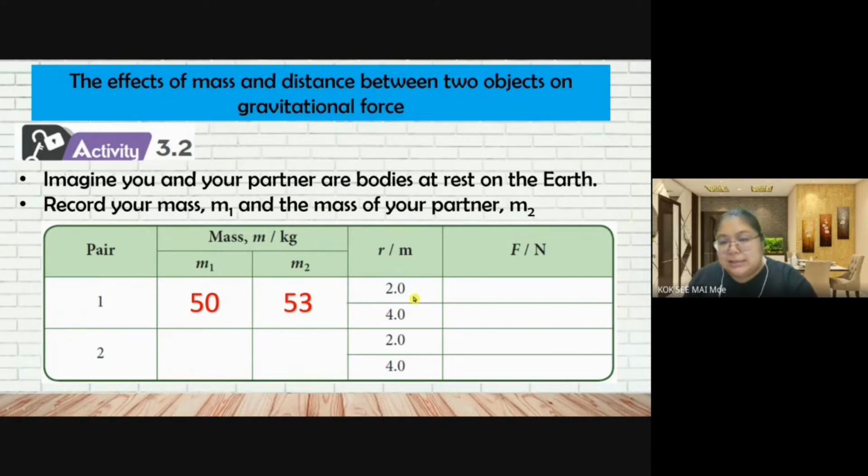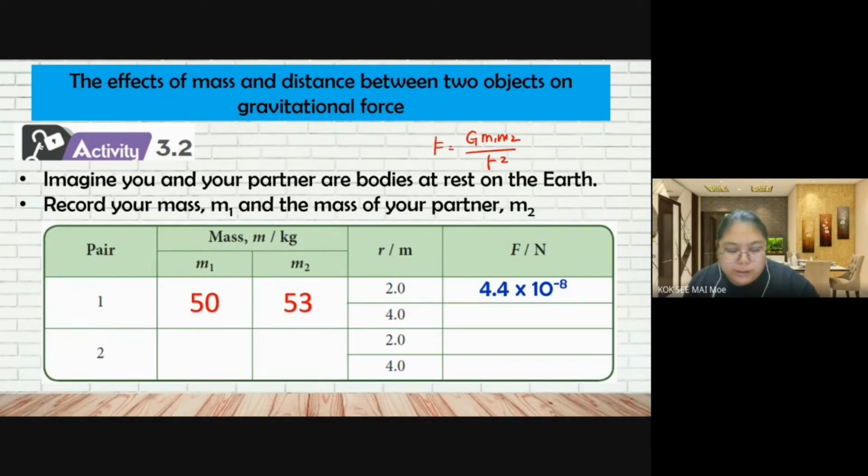But the distance is different, between you and your partner. Distance is 2 meters. So we need to count the gravitational force. We use the same formula: F equals G M1 M2 over R square. So I'm using these readings, 50 and 53, then over 2 square, which is 4. So I find this gravitational force. You see, it is very small, negative something. Just now, in the calculations for the Sun, the Earth and the Moon, the power is larger.